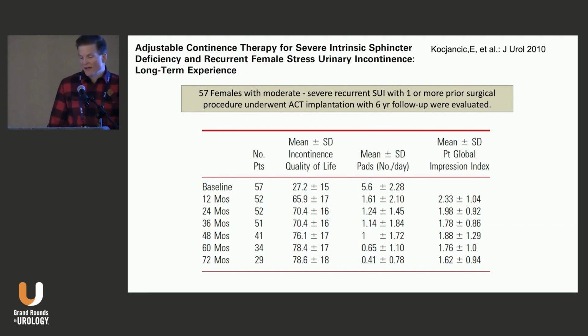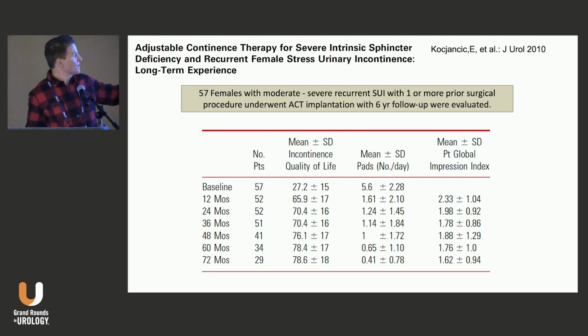This is the last study I'll share with you on ACT. And you can see over time the continence got better. So you went from 5 pads to 1.6 to 1.2 to 1 to 0.41 at 72 months. So instead of the results getting worse over time, they're getting better because you can do just additional adjustments, which is really nice to have an adjustable device and not have to reoperate.